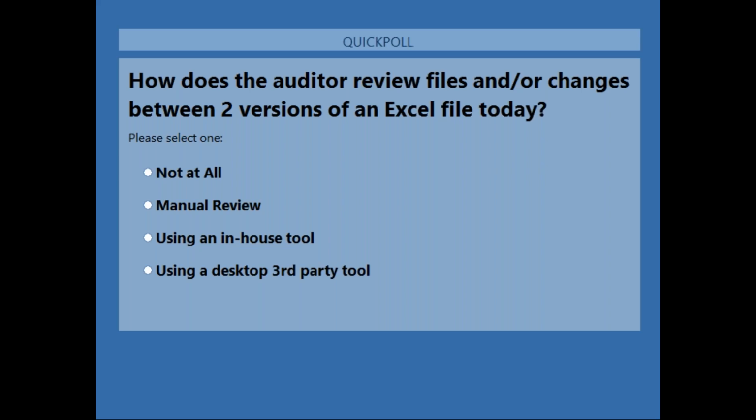This is naturally a little bit biased towards Cluster 7 users here, but how does the auditor review files and/or changes between two versions of an Excel file today? Do they not do it at all? Is it a manual review? Do they use an in-house tool, or are they using a desktop third-party tool? We're curious as to where that would be. So we'll give you a few seconds to answer that as well.